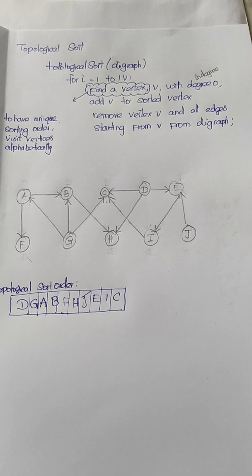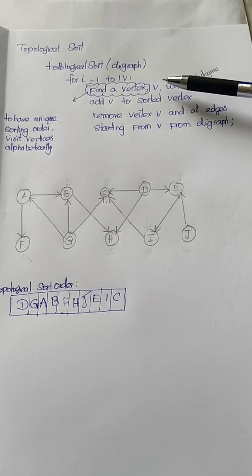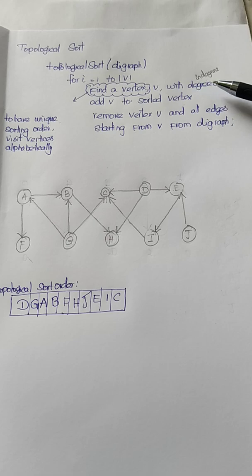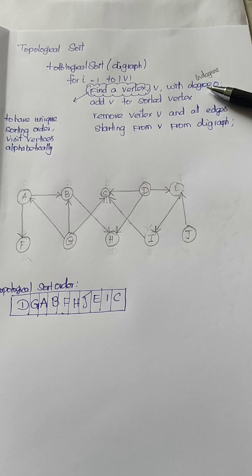Let's see the algorithm. So here there is a for loop for i starts from 1 to the number of vertices in a graph. Then inside the loop, what are we doing? We find a vertex, call it V, which has in degree 0. Okay, so we find a vertex with in degree 0.